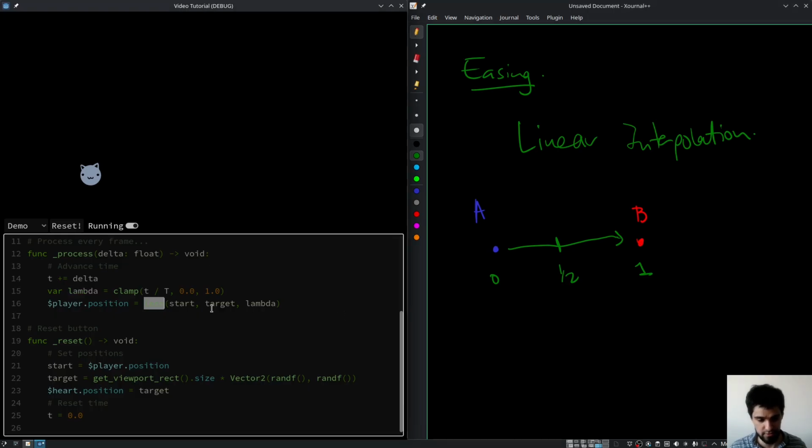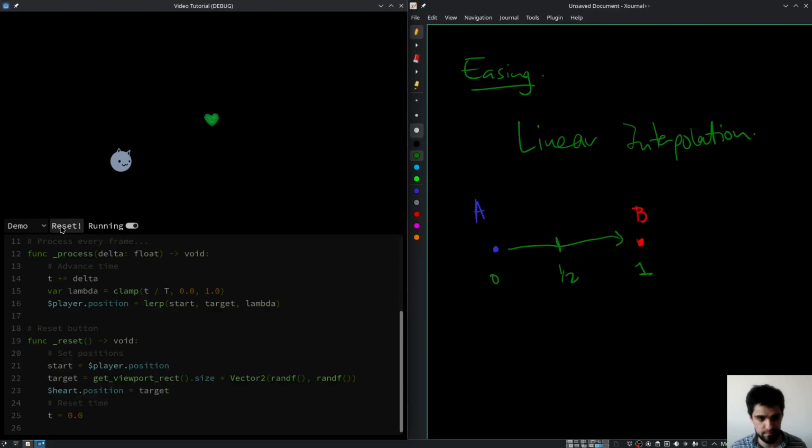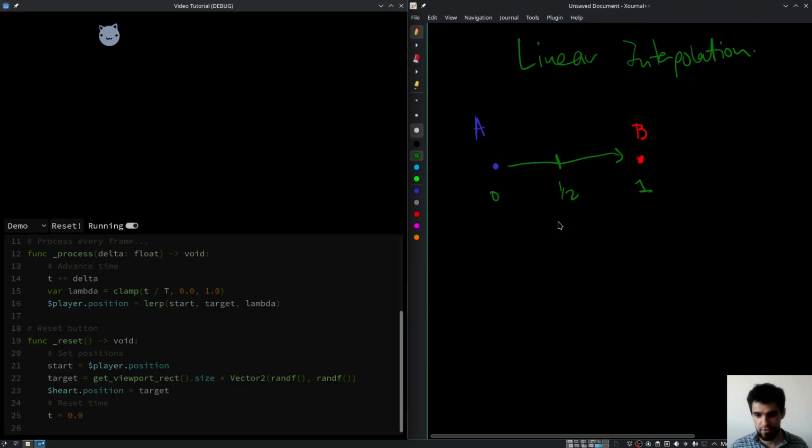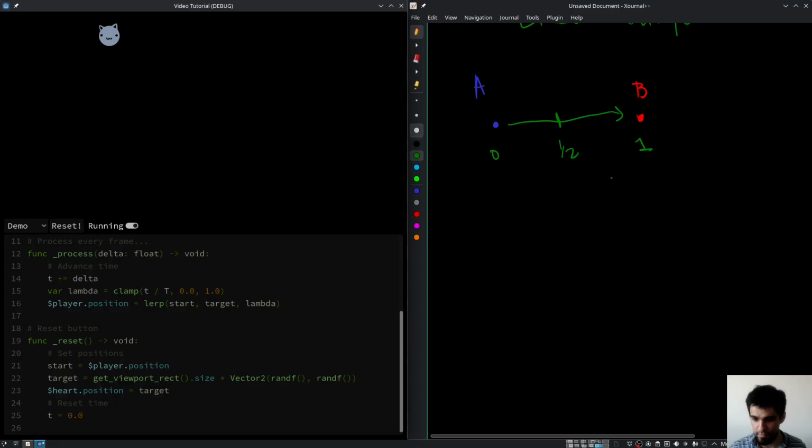And then we use the linear interpolation function to go from the start to the target by this lambda, where the start is the player position when we pressed reset. The target is a random point, which I'm visualizing with this heart position. So the question is, how can we make this a little bit more fun?